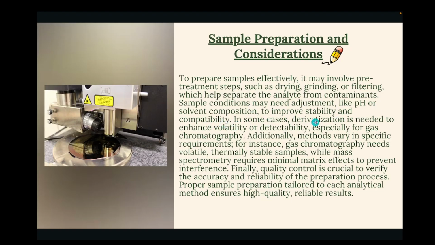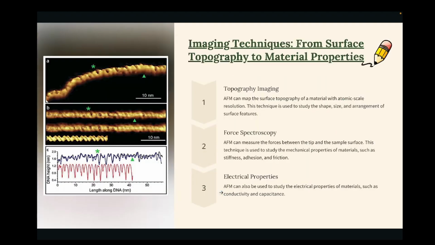In some cases, derivatization is needed to enhance the volatility or detectability, especially for gas chromatography. Additionally, methods vary in specific requirements. For instance, gas chromatography needs volatile, thermally stable samples, while mass spectrometry requires minimal matrix effects to prevent interference. Finally, quality control is crucial to verify the accuracy and reliability of the preparation process. Proper sample preparation tailored to each analytical method ensures high quality, reliable results.